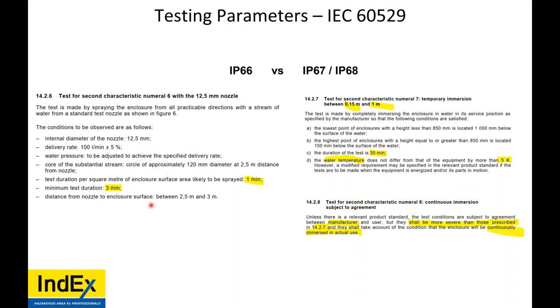Pressure, driven pressure. When you look at 67, we're talking about only immersion. There is no jets of water. The only pressure is the standing water, while 68 is greater. This one is temporary, 67, while 68 would be continuous use as defined by the manufacturer. Could be 1 hour, could be days.